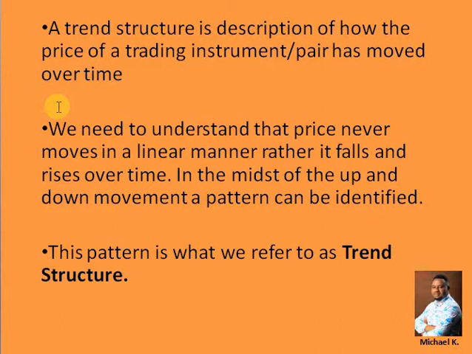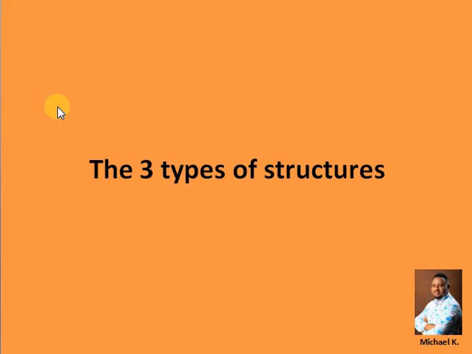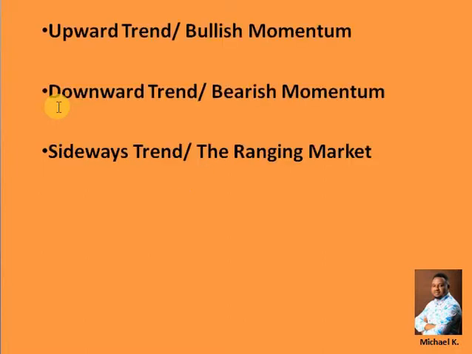We need to understand that price never moves in a linear manner. Rather, it falls and rises over time. In the midst of the up and the down movement, a pattern can be identified. This pattern is what we refer to as trend structure. There are three types of structures. We'll look at the three types of structures and explain them in the next slide.